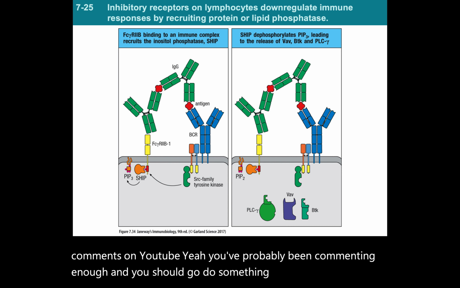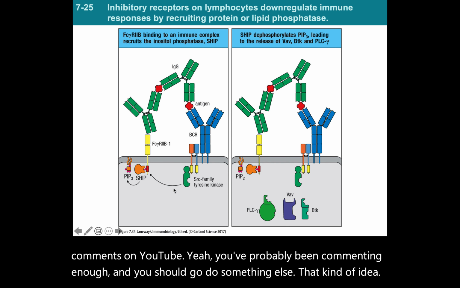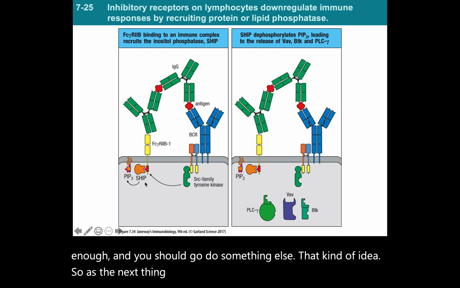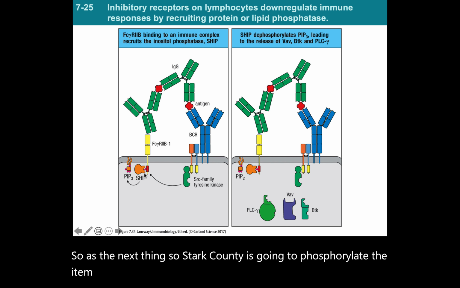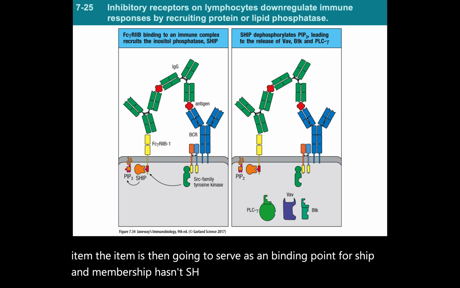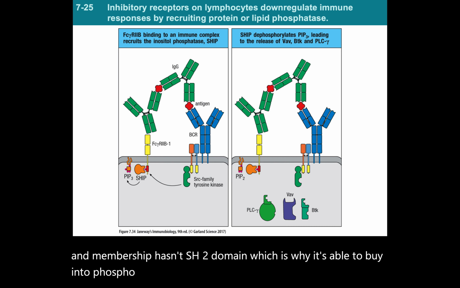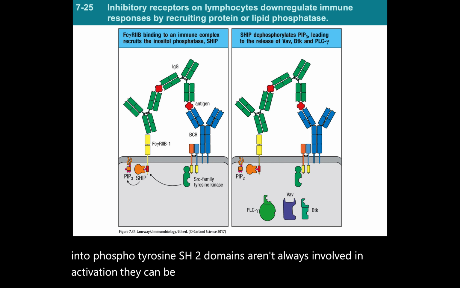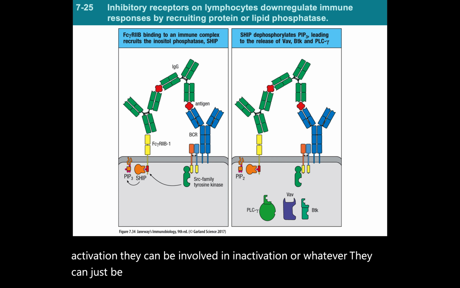That kind of idea. And so the next thing, so Src kinase is going to phosphorylate the ITIM. The ITIM is then going to serve as a binding point for SHIP. And remember, SHIP has an SH2 domain, which is why it's able to bind to phosphotyrosine. SH2 domains aren't always involved in activation. They can be involved in inactivation or whatever. They can just be binding. They can just be little anchors.